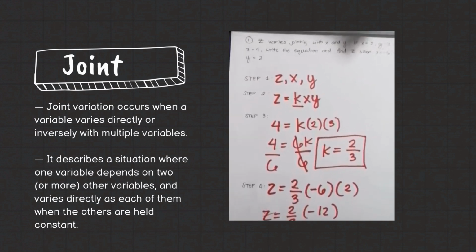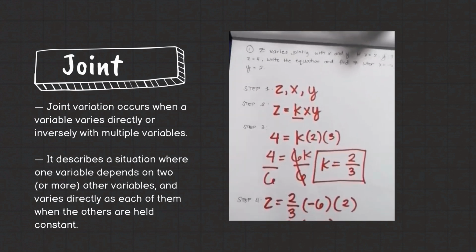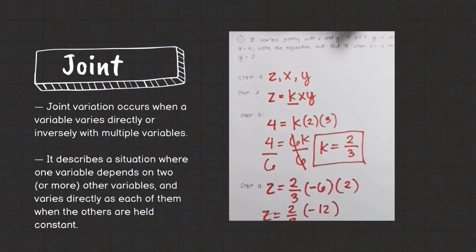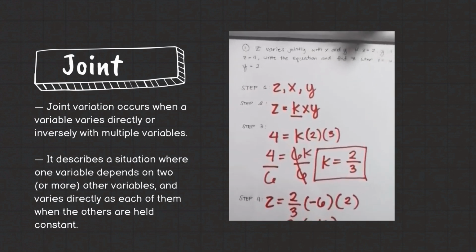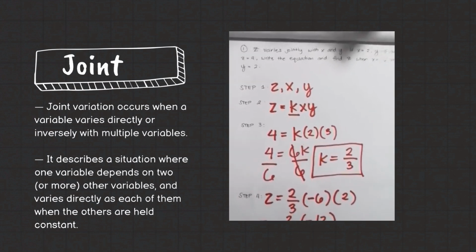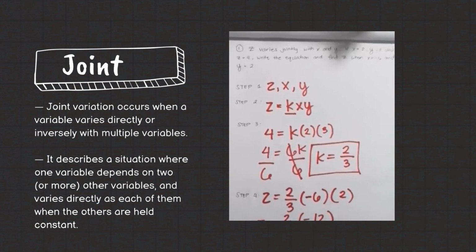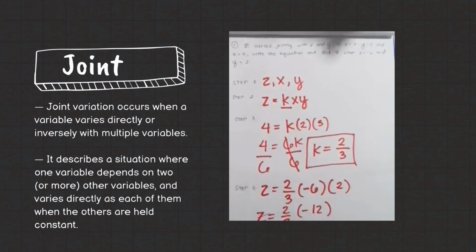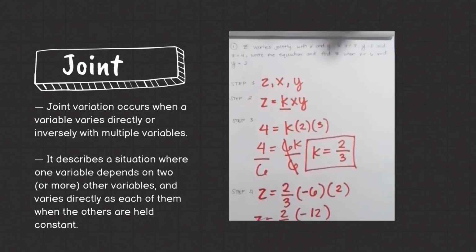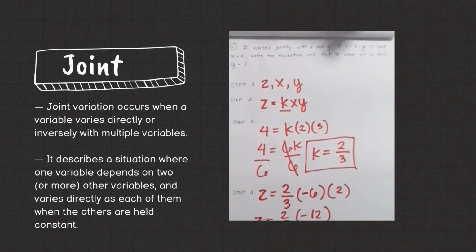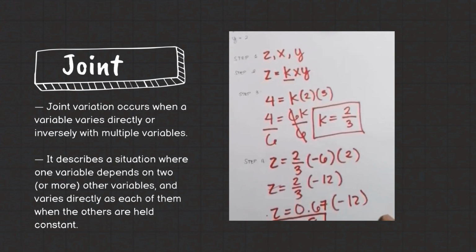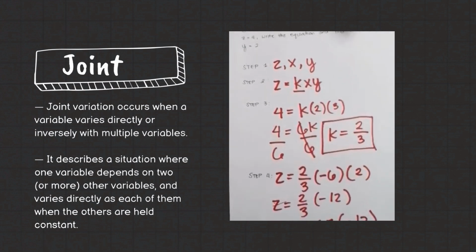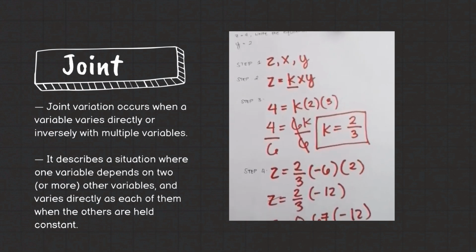Now for this one, we can change this fraction into a decimal. So 2 divided by 3 is 0.66. When we round off, that will be 0.67. So z is equal to 0.67 multiplied by negative 12. That will give us negative 8. And that's your z. And that's how you solve the problem with joint variation. Thank you.